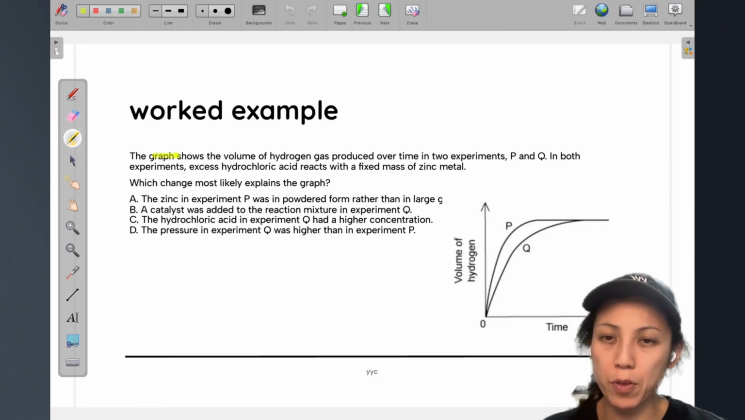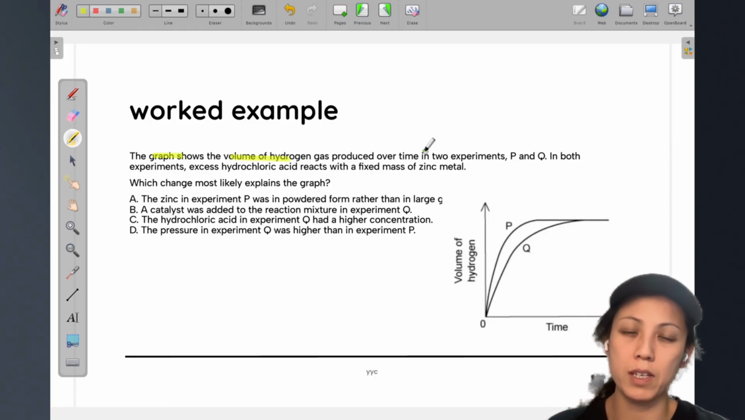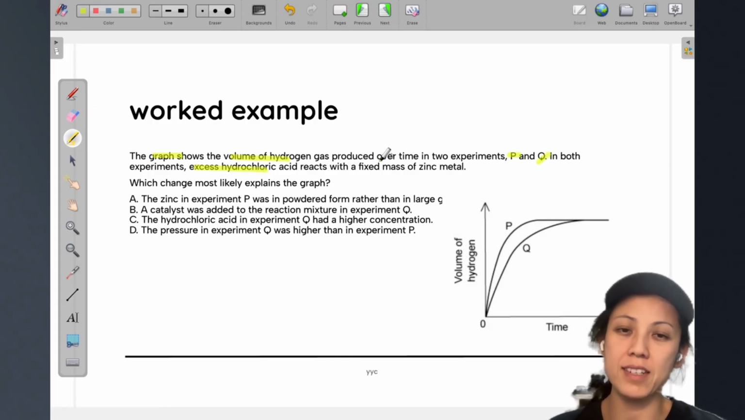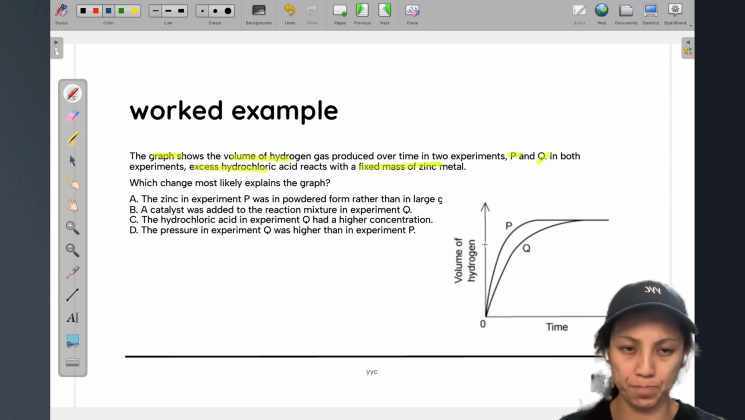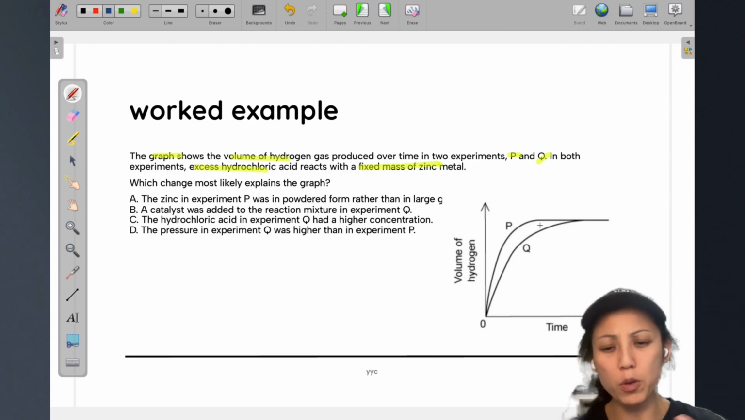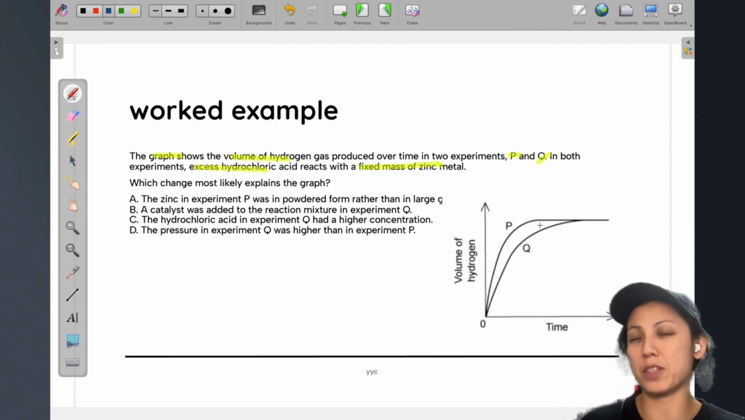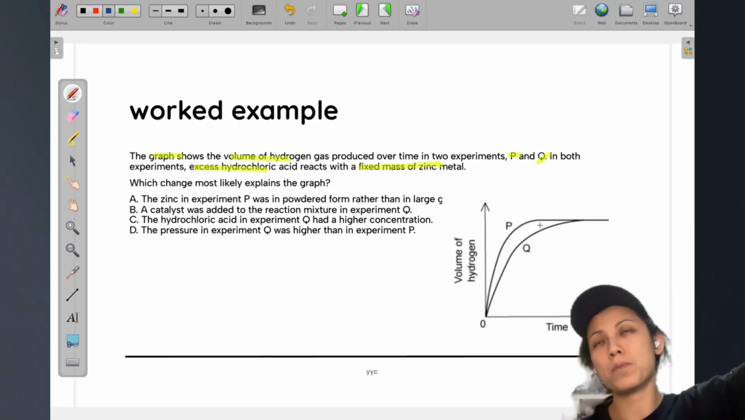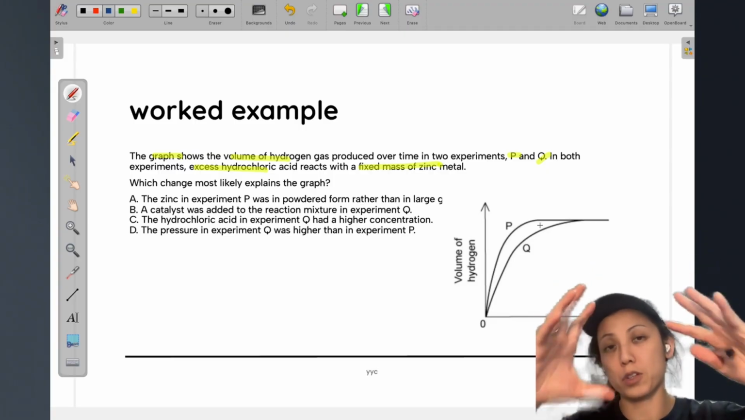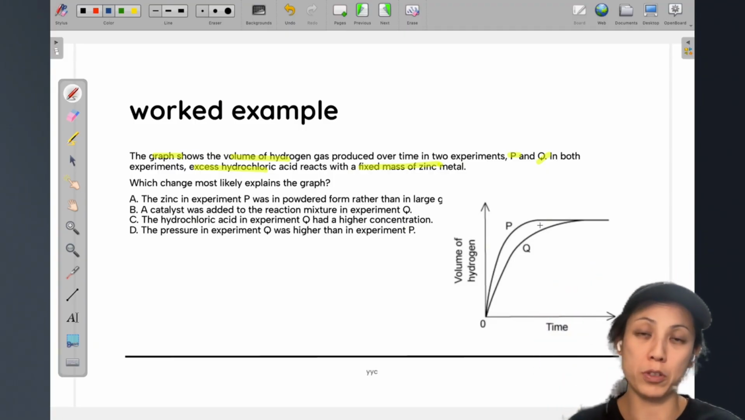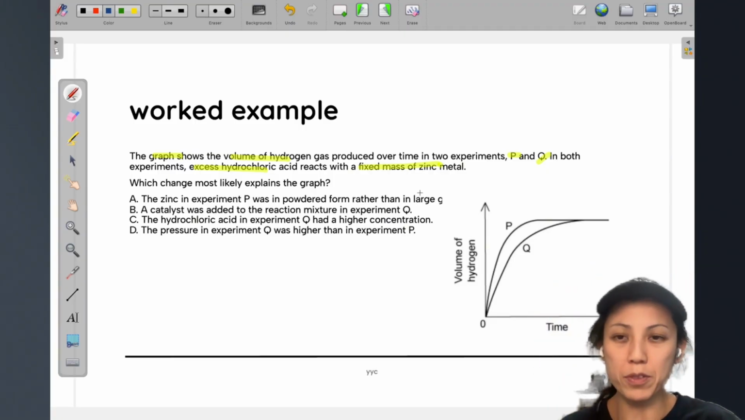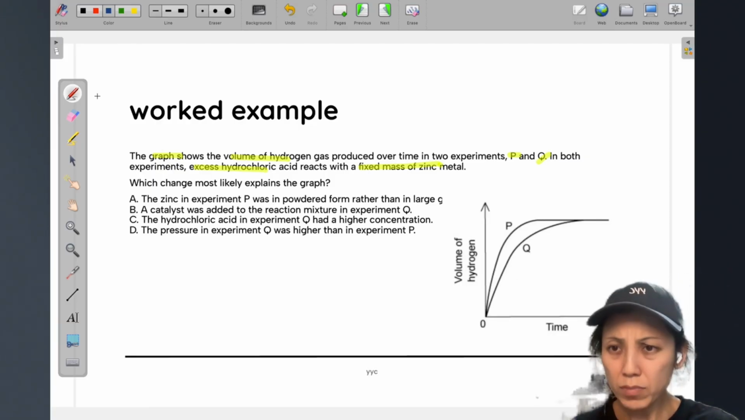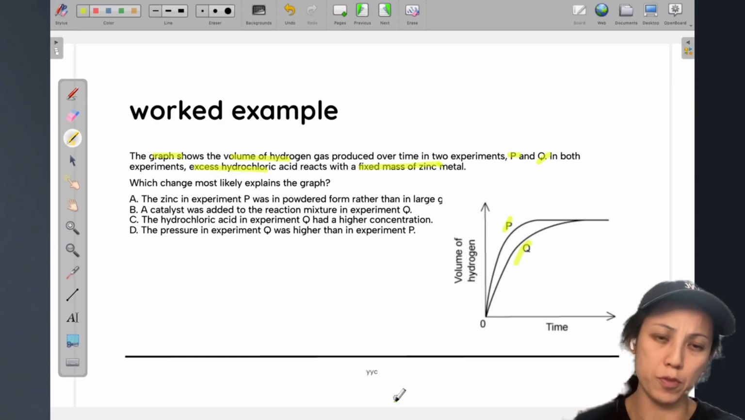So here you have a graph that shows the volume of hydrogen gas produced over time in experiments. In both experiments, you've got plenty of hydrochloric acid and a fixed amount of zinc metal. The way that you would measure rate of reaction is you want to see how much stuff is produced in a certain amount of time. Most of the time this is going to be a gas, so the gas will form and you'll lose mass, or you can actually measure the volume of gas. In this experiment, they're talking about measuring the volume of gas. We have to figure out what could explain the differences in what you see here. So you've got two reactions, Q and P.